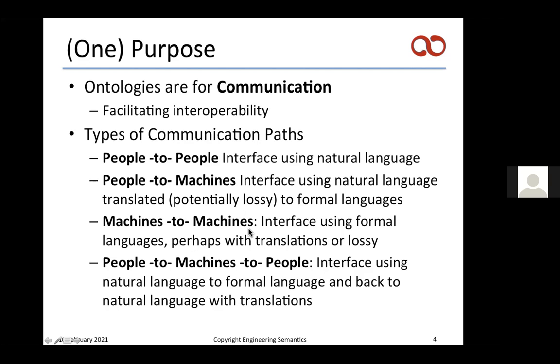Then we have machine to machine communications among those things. And that's where we get into some interoperability issues technically. And they interface by using formal languages. Again, there are translations involved perhaps, and they could be lossy in those translations going back and forth. And then of course we have people to machines and back to people again. So there are interfaces along the way, both natural language and formal languages.